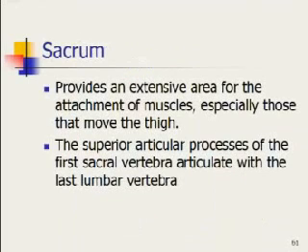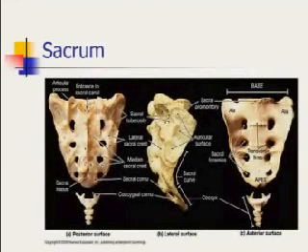The sacrum provides an extensive area of attachment of muscles, especially those that move the thigh. The superior articulating processes of the first sacral vertebra articulate with the last lumbar vertebra. This is an illustration or picture of the sacrum. Again, a very unique bone in its appearance, it has a number of holes referred to as foramina, and we know what foramina are. They're tiny holes where blood vessels and nerves will pass. We see a series of these little holes for the nerves that involve the motion and movement of the lower extremities, which will pass through these structures.